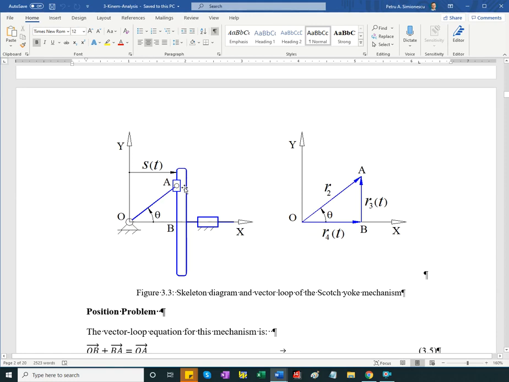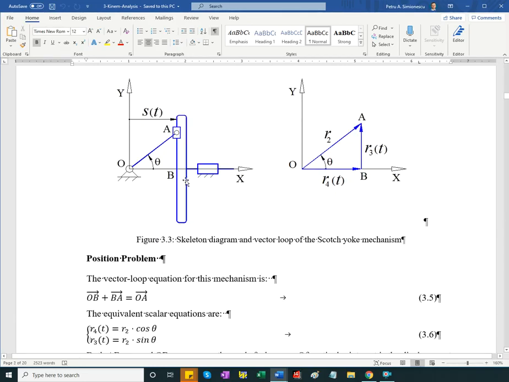And so we have, for this Scotch-Yoke mechanism, OB plus BA equals OA. We are primarily interested in the output displacement function and its first and second derivatives, that is S of t, which is R4 on this figure. S of t, it's redundant notation.